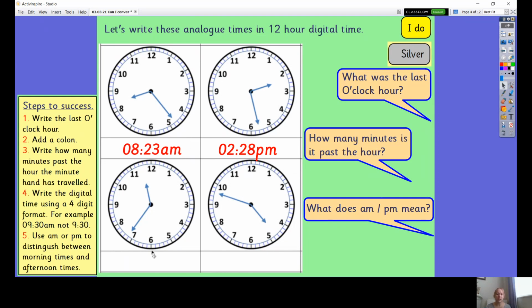So 2:28. So can you just pause here and have a little try at trying to do these last two on your own, following our steps to success? We'll come back together in a second.